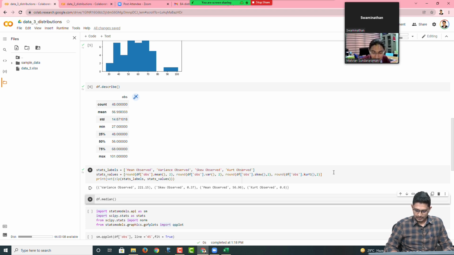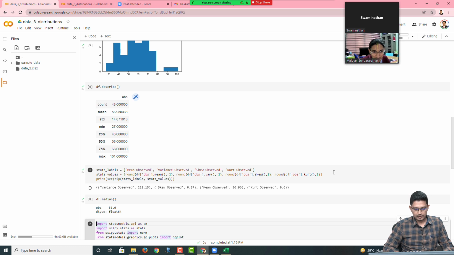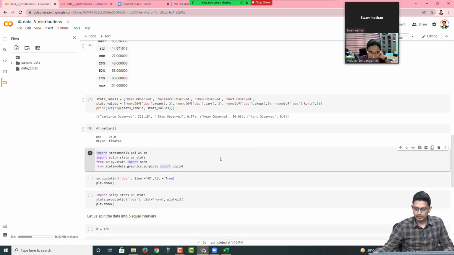Beautiful. So the next step is again the median, which we already got from the descriptive stats. Again, it's 56. May not be of much help now.